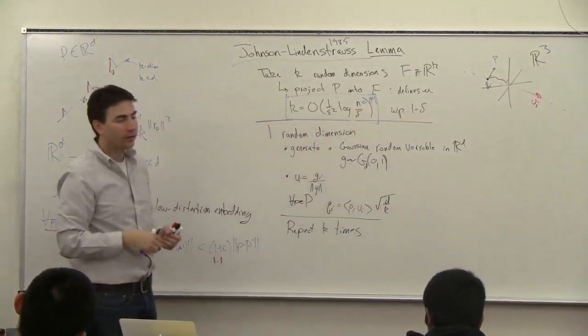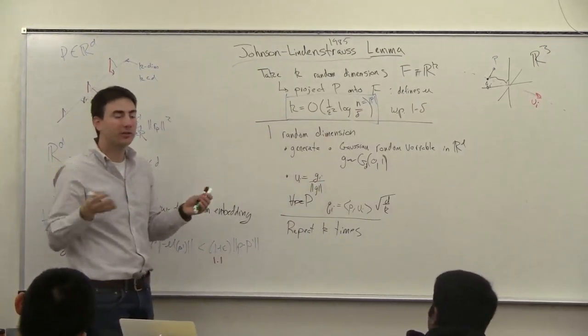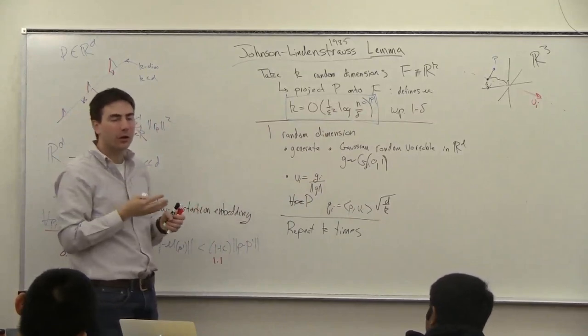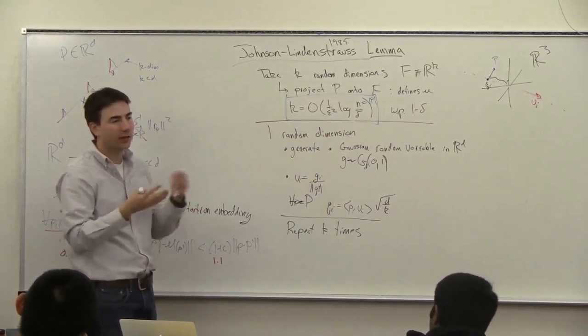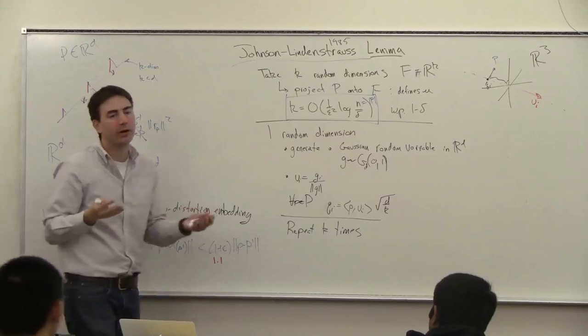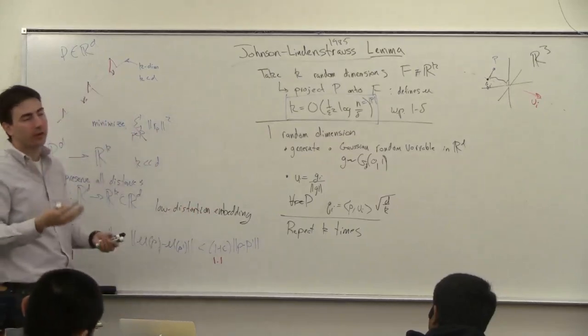So as the number of points grows very quickly, you still only really need about a logarithmic number of dimensions in order to capture most of the variation of every single pair of points.